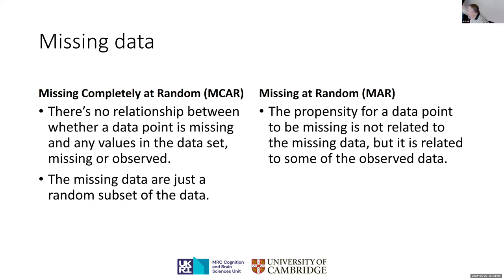A more common assumption is that the data missingness relates to something in the data. So it might be we're missing older people, or people who don't have transport, but it's something that we've measured that we could use to estimate the value that's missing. So that's missing at random.